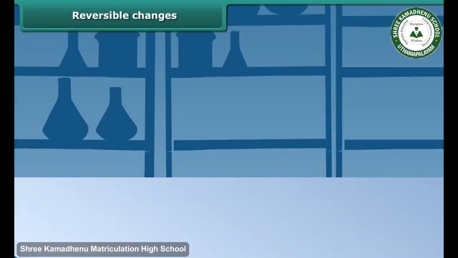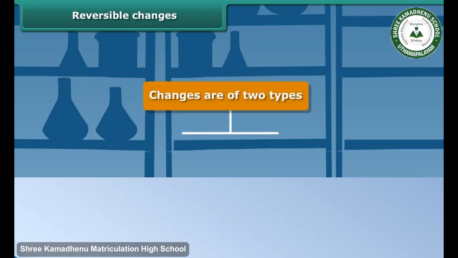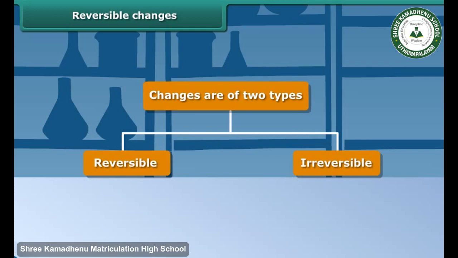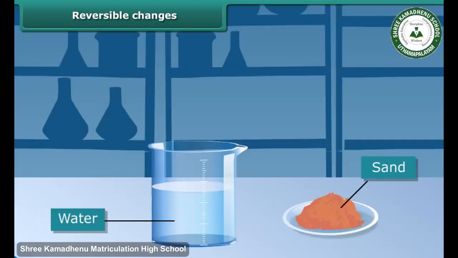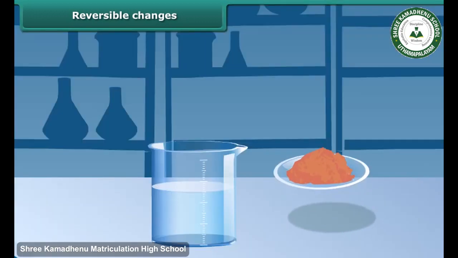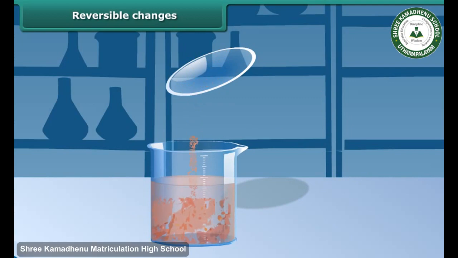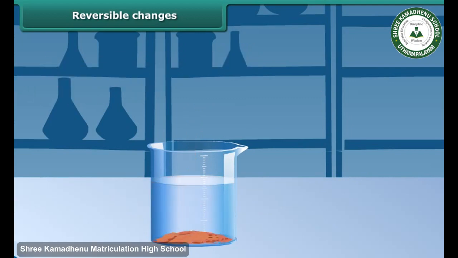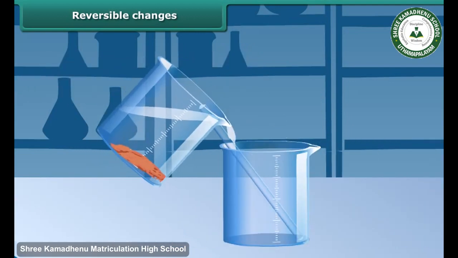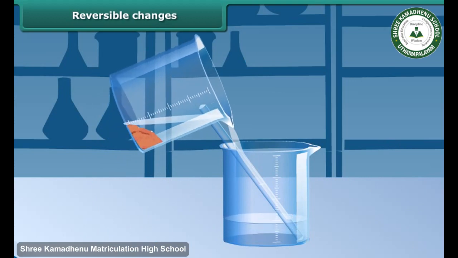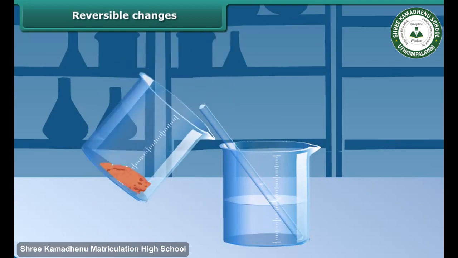Reversible changes. Changes are of two types, reversible and irreversible. Changes that can be reverted to their original state are reversible changes. Let's try this. Take some sand and mix it in water. Would you be able to remove sand from water after they are mixed together?